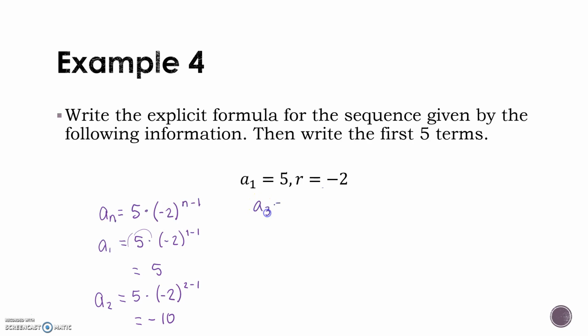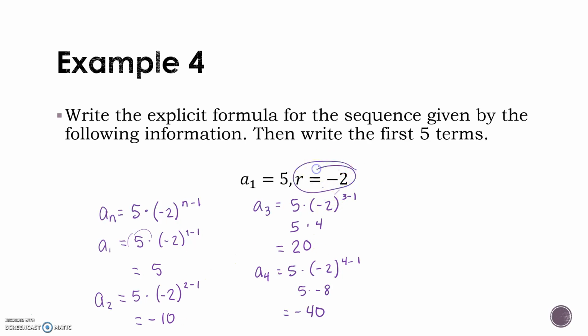A sub 3, 5 times -2 to the 3 minus 1. -2 squared is +4, so I'm going to get +20. A sub 4 is going to be 5 times -2 to the 4 minus 1. So we're going to get 5 times -8, which is -40. And we should start to see a pattern happening here. We're just multiplying by -2, which we know is because of our common ratio.